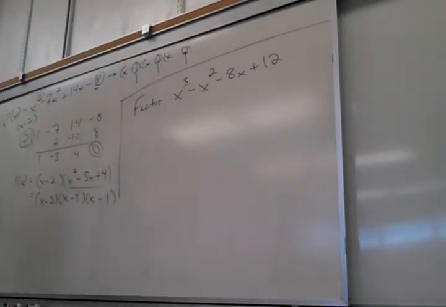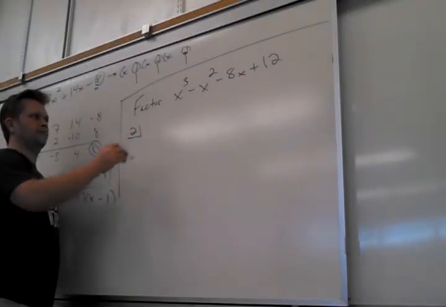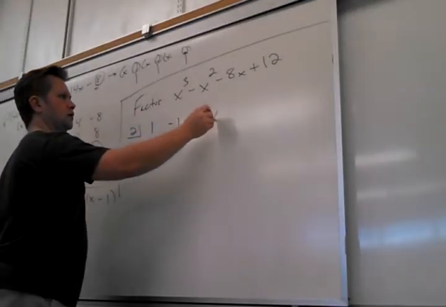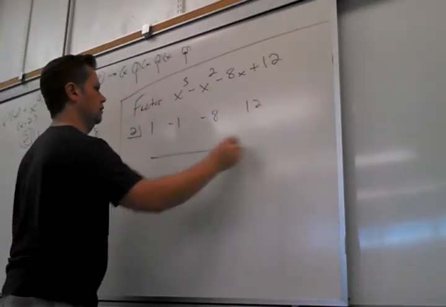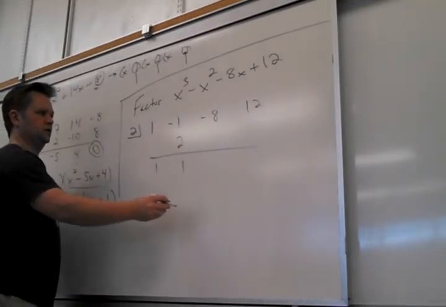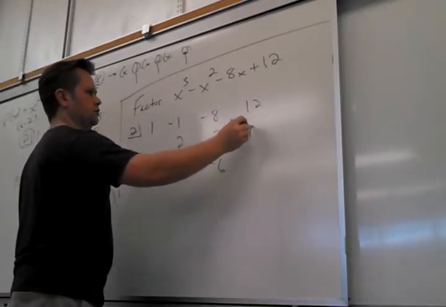Who got one that works? What'd you get? 2. All right, 2 is the magic number. So then what did I put up here? 1, negative 8, 12. So let's see. 1, 2, 2, 1, 2, 2, negative 6, negative 12, 0.